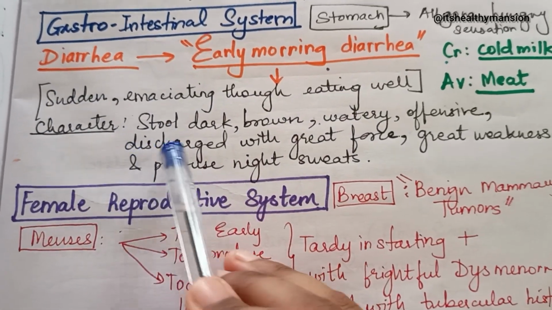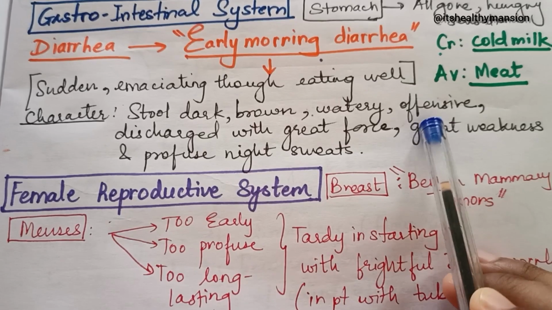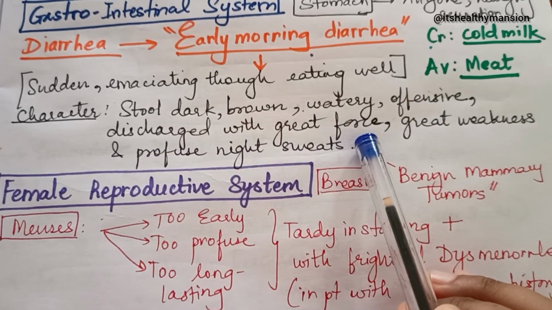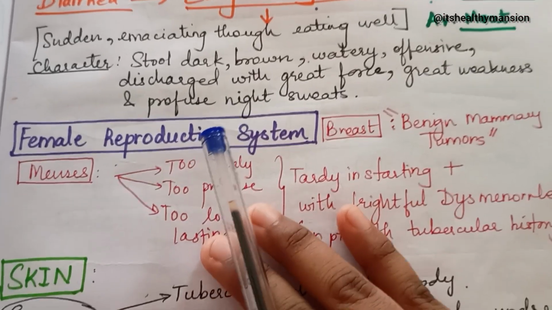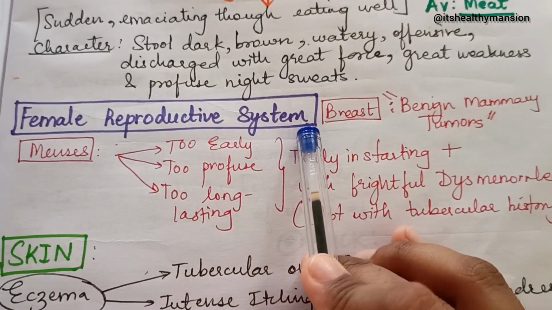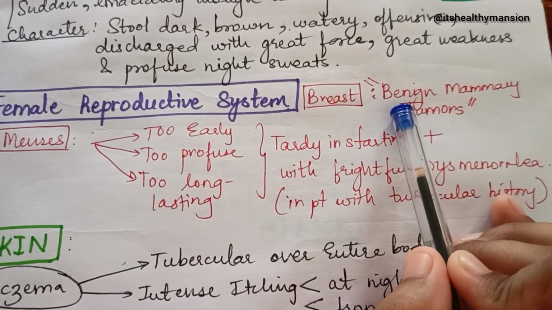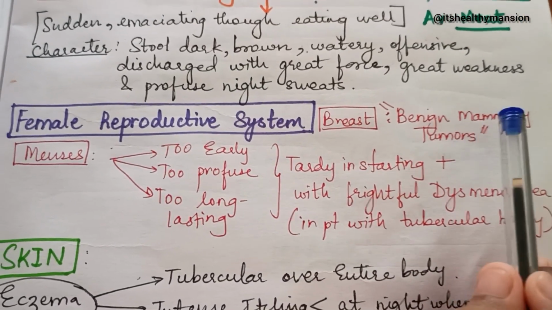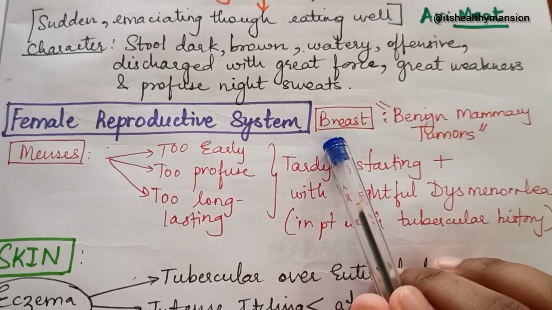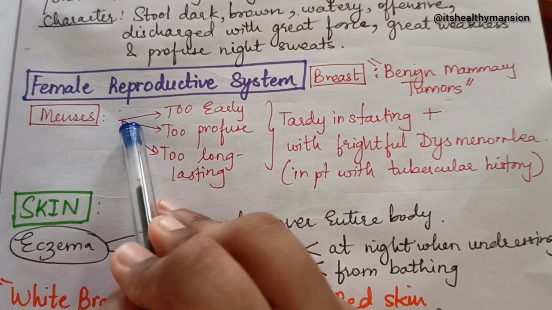Character of the diarrhea is stool is dark, brown, watery, offensive, discharged with great force, great weakness, and profuse night sweats. Now, female reproductive system. The complaints of breast, it is useful in benign mammary tumors, but with the history of tuberculosis in the family or personal history.